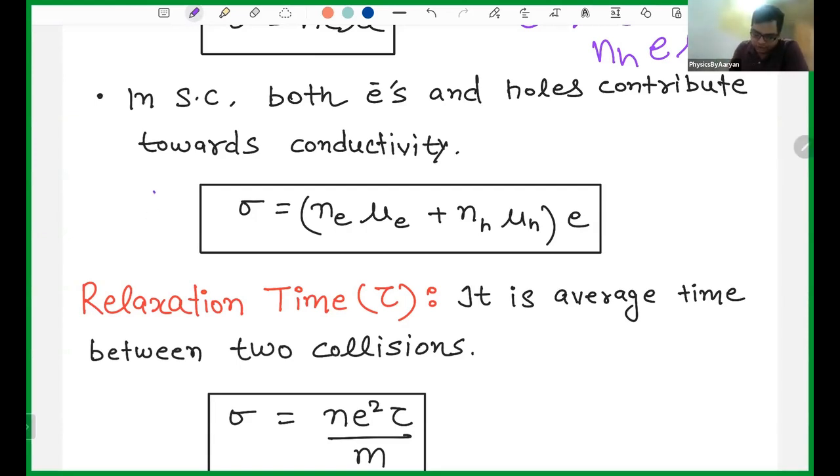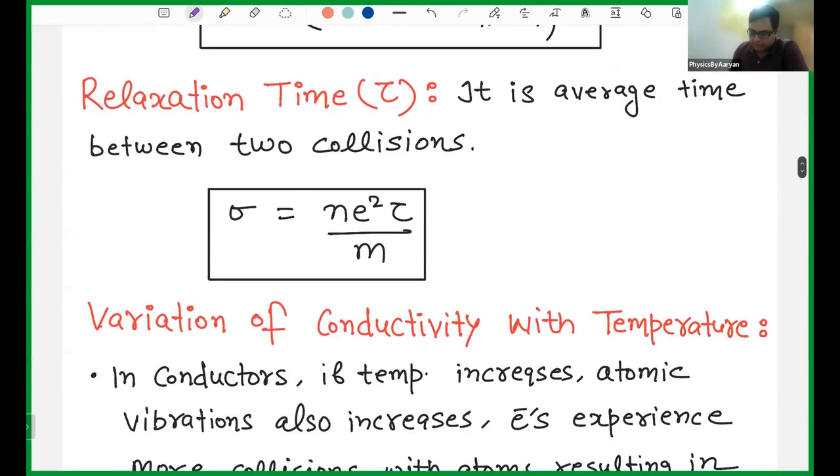This formula for sigma, I cannot tell you how important it is. All the questions are based on this formula. Sigma equals Ne e mu e plus Nh e mu h. And in the last term, I will say the relaxation time. What is relaxation time?